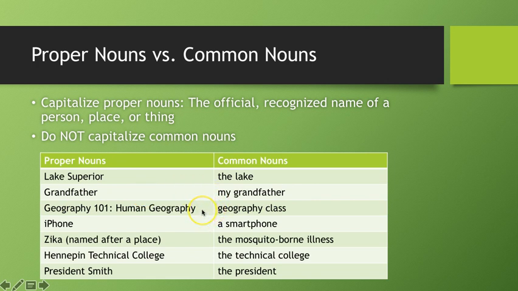For classes and for programs and degrees, areas of study, you would lowercase geography. I'm getting a geography degree. If you're saying I'm taking a geography class, you lowercase it. If you are giving the exact name of a class, though, you would capitalize it. So Geography 101, Human Geography, is the exact name of the class, the one class that has its official recognized name. So you would capitalize it.